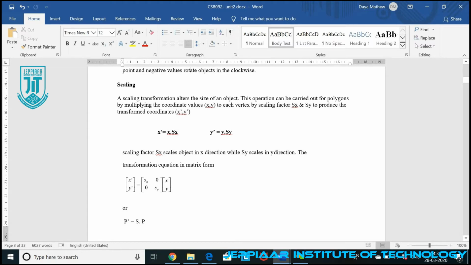Okay, so you have to remember these equations. For translation, what matrix is used, for rotation, what matrix we use, and for scaling, what matrix we are going to use. All those matrices you have to remember.